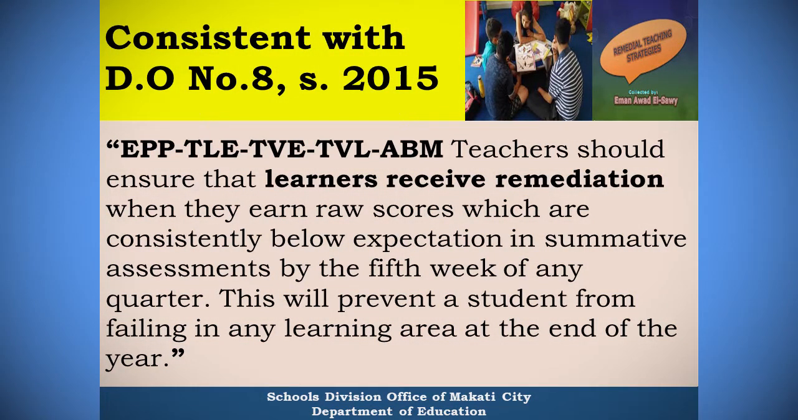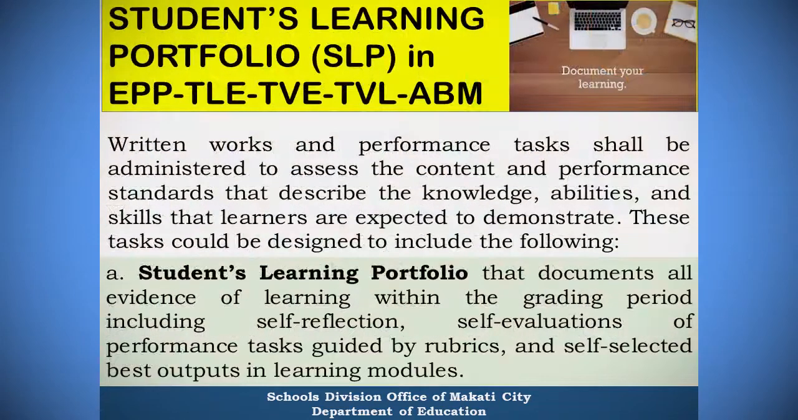EPP-TLE-TVE-TVL-ABM teachers should ensure that learners receive remediation when they earn raw scores which are consistently below expectation in summative assessments by the 5th week of any quarter. This will prevent a student from failing in any learning area at the end of the year.